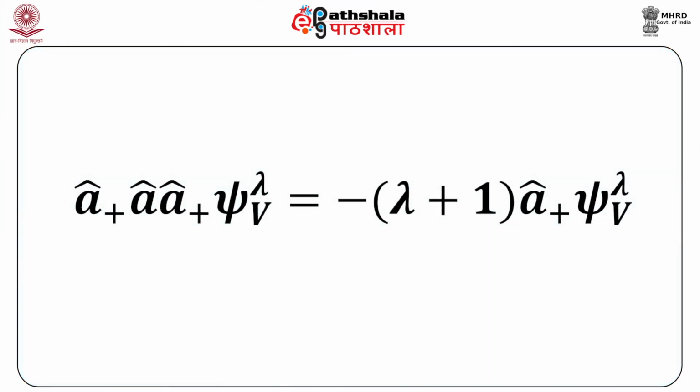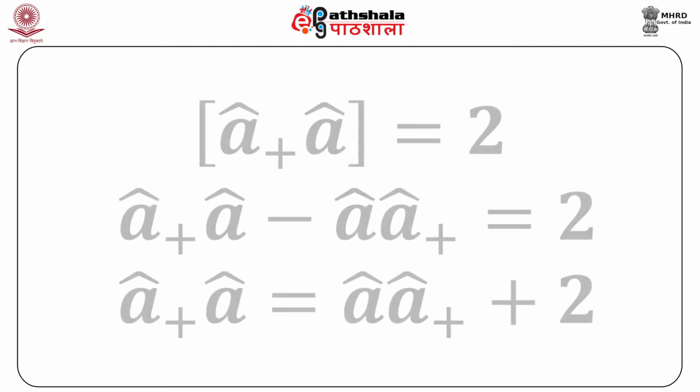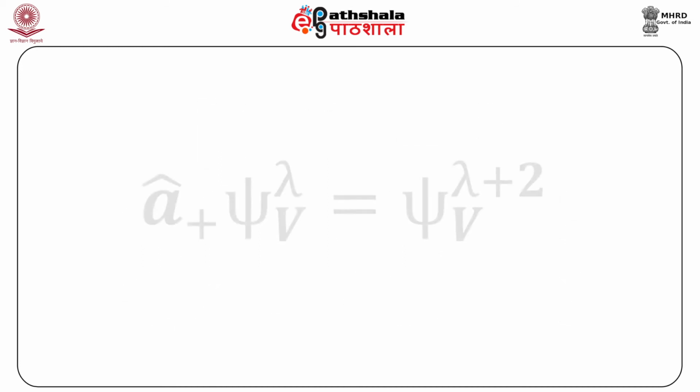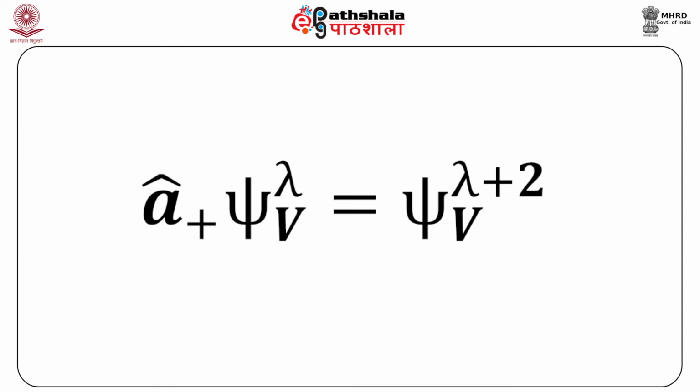Similarly, if we operate A plus cap from the left hand side, something similar to what we did using A cap, then we notice that we get the equation A plus cap, A cap, A plus cap, psi v lambda is equal to minus lambda plus 1 A plus cap psi v lambda. And if we further solve it using our expression for the commutator, we get an expression ultimately which is A plus cap. When it operates on psi v lambda, it becomes psi v lambda plus 2.